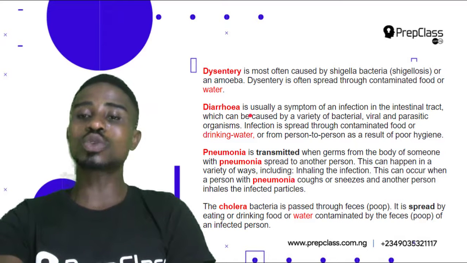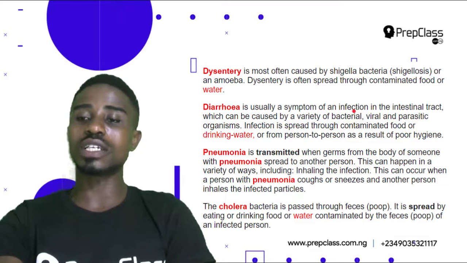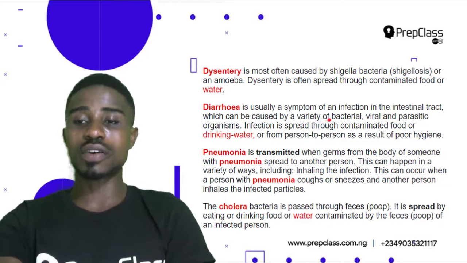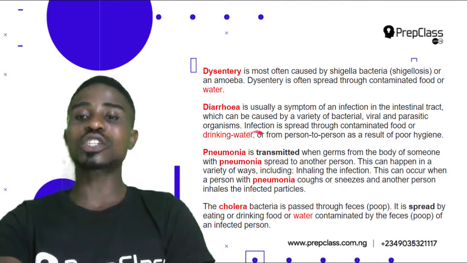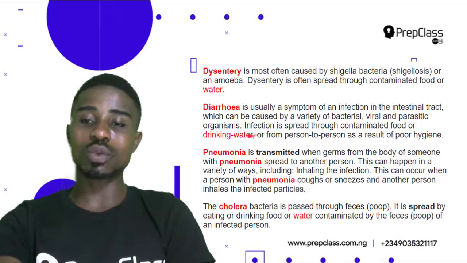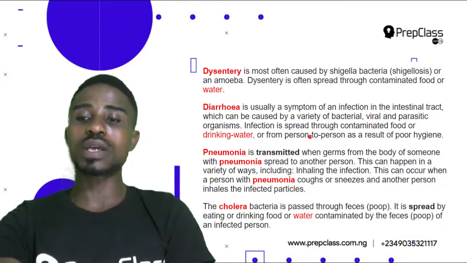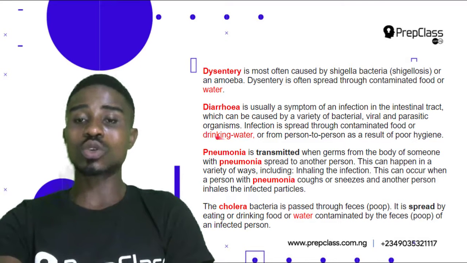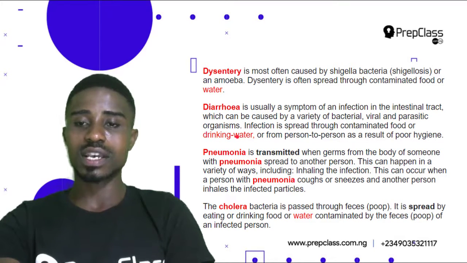Diarrhea. It is usually a symptom of an infection in the intestinal tract, which can be caused by a variety of bacteria, viral and parasitic organisms. Infection is spread through contaminated food or drinking water, or from person to person as a result of poor hygiene. So you can see I highlighted drinking water as well. So diarrhea is also a waterborne disease.